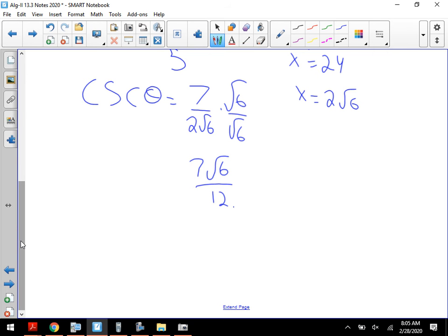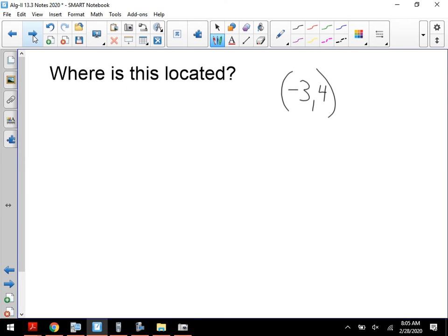Okay? What we do with this now today is that instead of just giving you a specific value of theta, we place it in the xy coordinate plane. Okay, what? Where's this? Yes, ma'am.